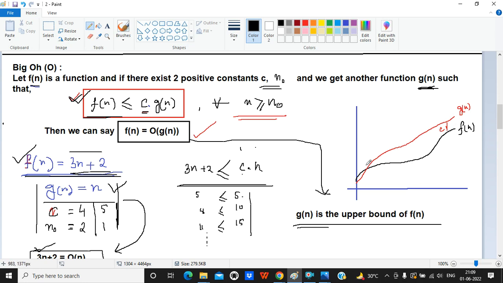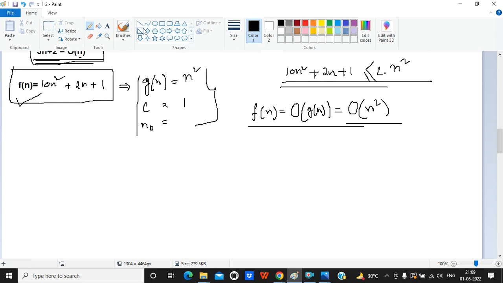And this is the respective graph. So this is your t and this is your n. So this is your big O notation.